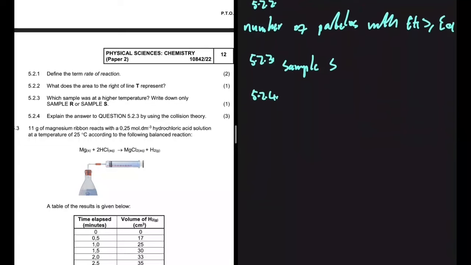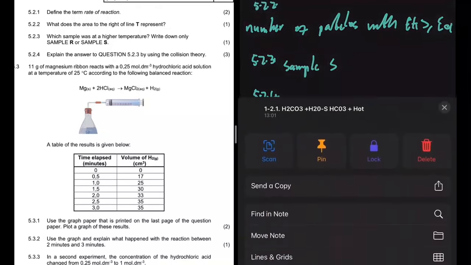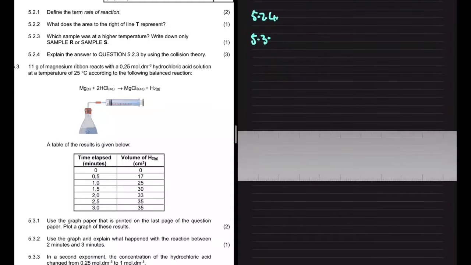5.3. In 5.3, the question is saying that 11 grams of magnesium ribbon reacts with a 0.25 moles per decimeter cube hydrochloric acid solution at a temperature of 25 degrees Celsius according to the following balanced reaction. There we have it. A table of the results is given below. The first question: use the graph paper that is printed on the last page of the question paper and plot a graph for this result. So even though we don't have a graph paper, let's see what we can do here.